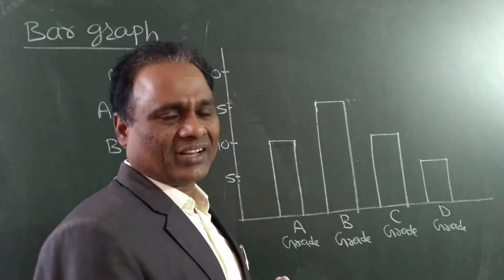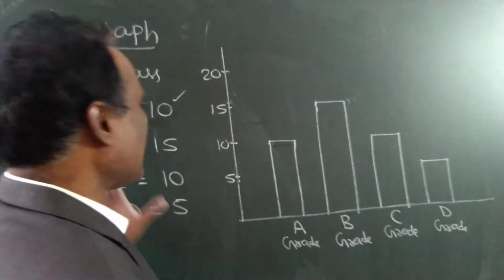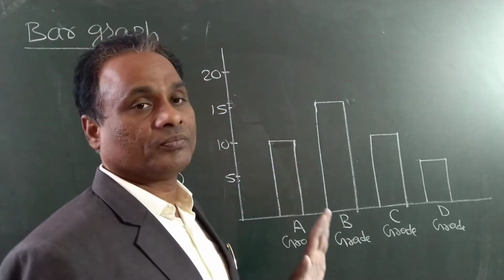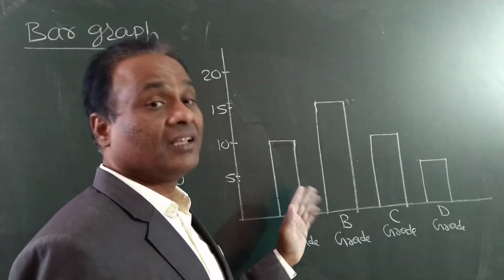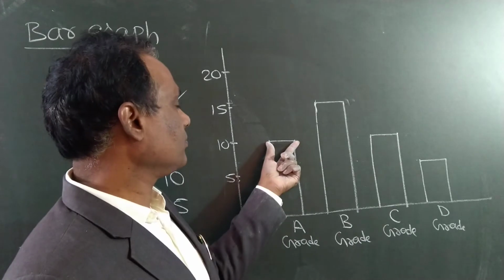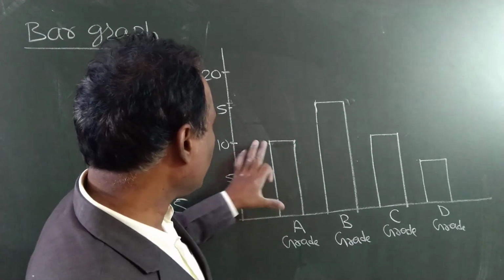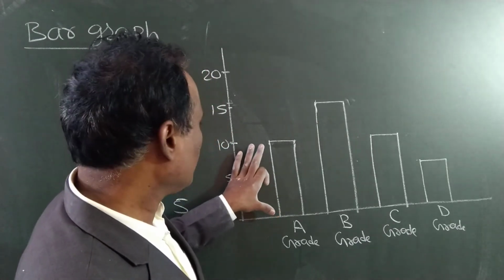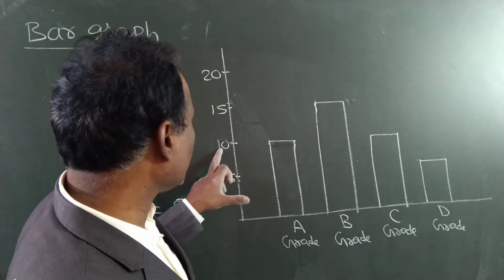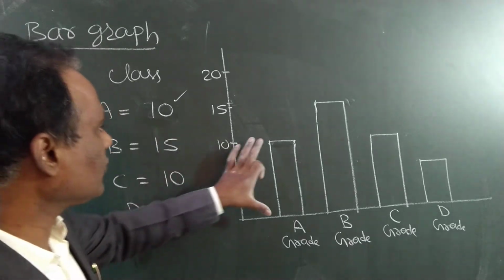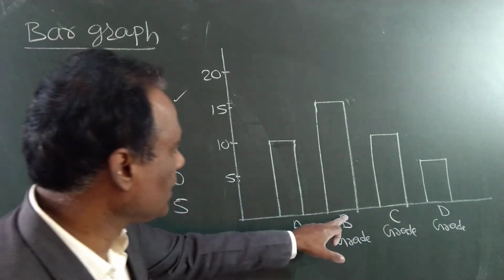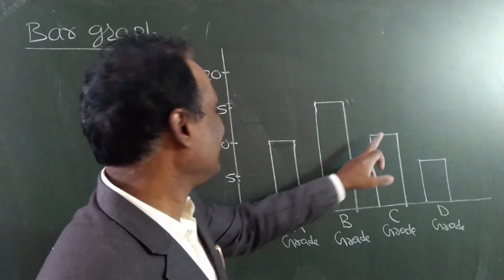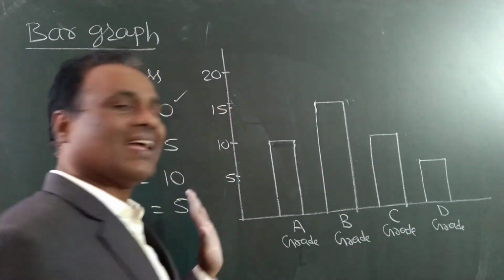So it is easy to understand. That means we represent the given data in different forms. One of the forms is a bar graph. This is a bar graph, made of rectangular figures. The length or height is equal to the given numbers. A is 10 means the length is 10. B is 15 means the B bar goes up to 15. C is 10 means the C bar goes up to 10. D is 5 means D goes up to 5, like that.